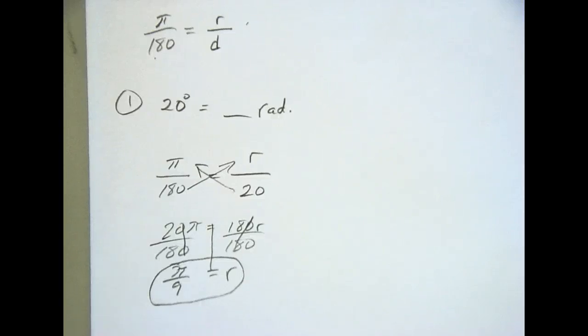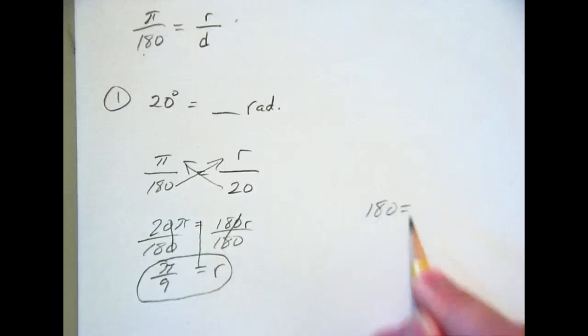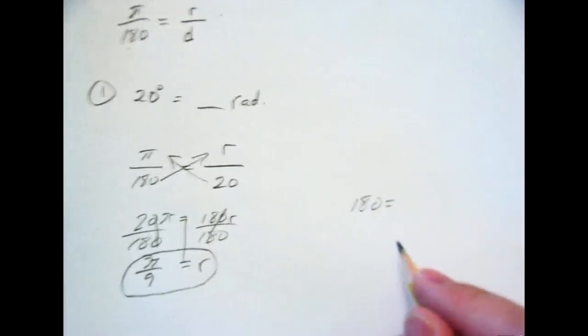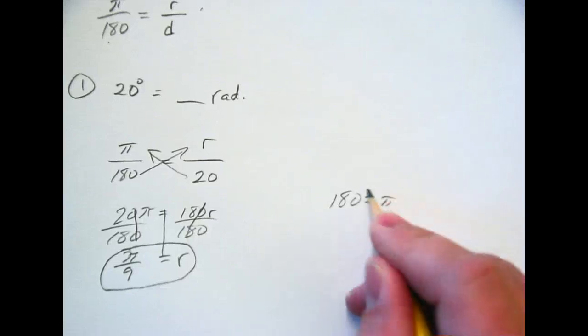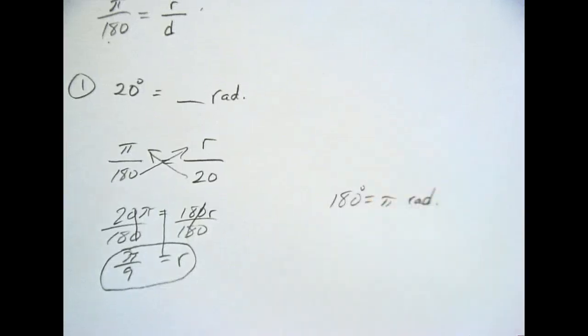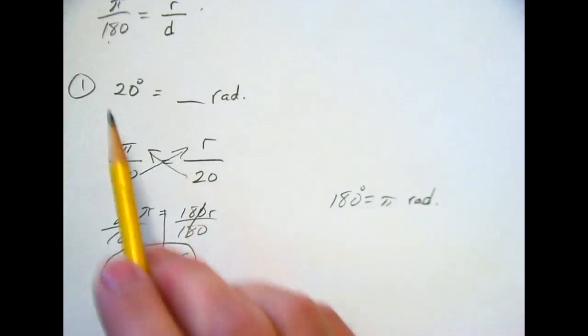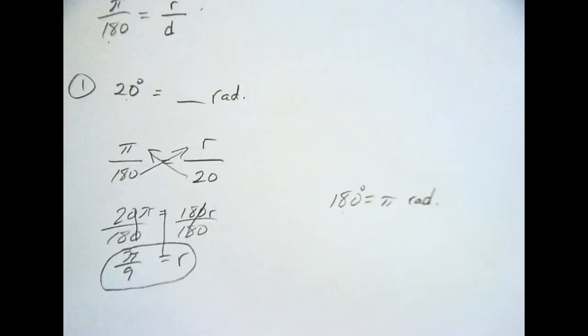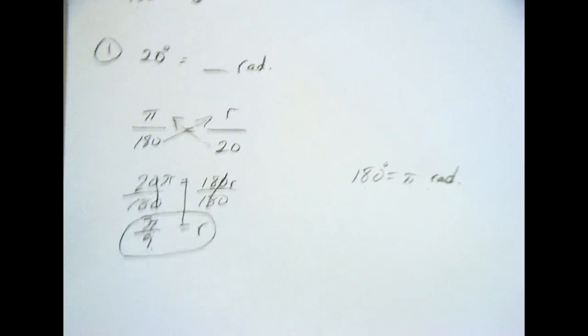How many can do that in your head? Okay, hey, let's think through it logically again real quick. 180 degrees equals how many radians? It equals pi radians. 180 degrees equals pi radians. Stay with me for just a second, okay? That means how many 20s are in 180? 9. Right? So it's 1/9. Okay, 20 is 1/9 of 180, so we need a 1/9 of a pi. Pi over 9. Okay? All right.